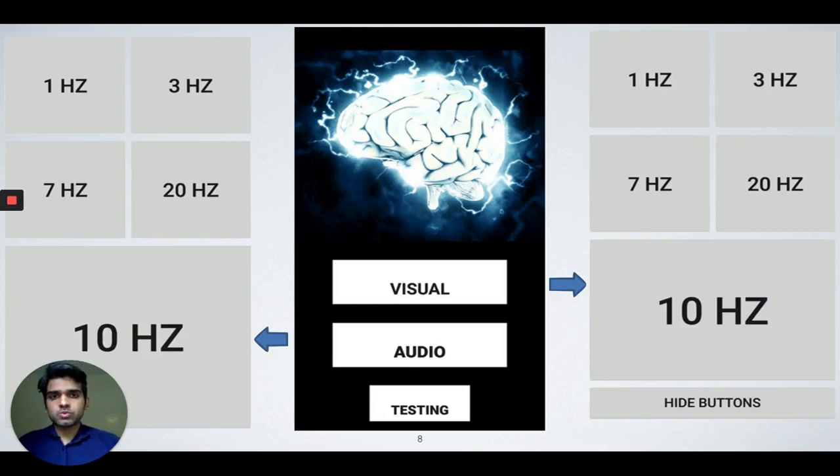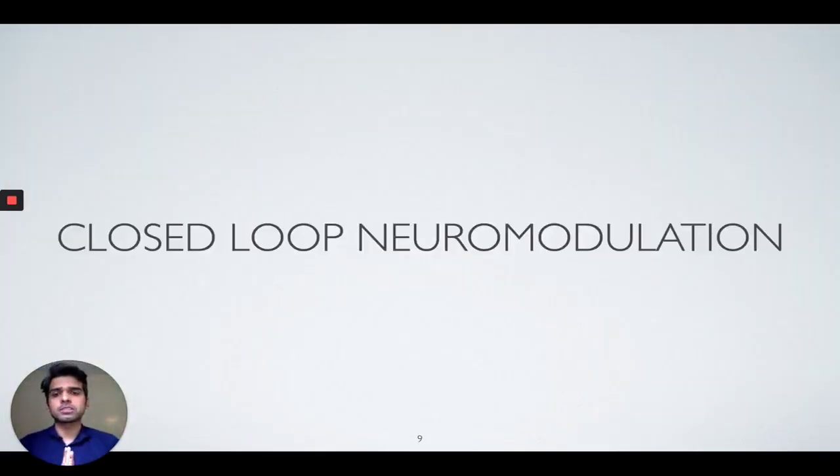So finally, this is what the app looks like. Homepage, left the audio, right the visual, and that's the open loop neuromodulation. Next, we move on to closing the loop between sensing and actuating the brain.